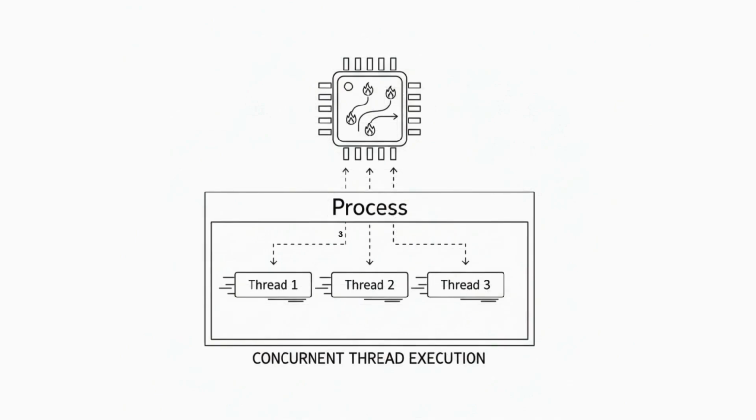Now, let's come to the thread definition. A thread is a lightweight unit of a process that executes independently, and multithreading is the ability of a CPU or a single program to run multiple threads concurrently.